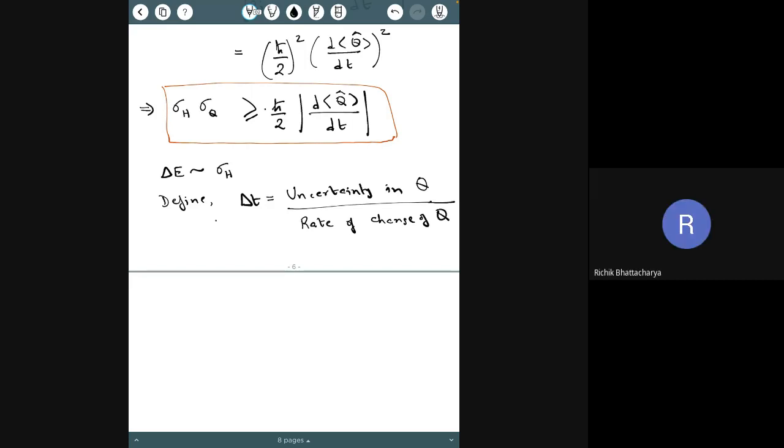Ma'am, in delta t is equal to uncertainty in q divided by the rate of change of q. Is it the rate of change of q, or is it the rate of change of the expectation value of q? Because we consider q to be a time independent operator, right? It is the expectation value of Q. So if I write the next line, then it will become clear. So it's this.